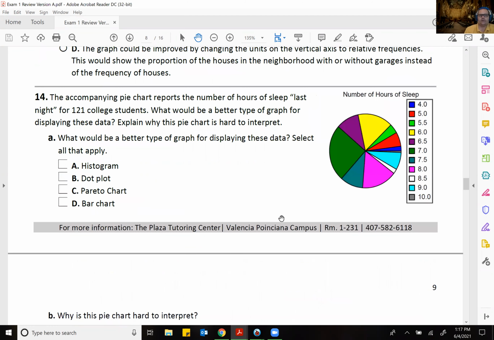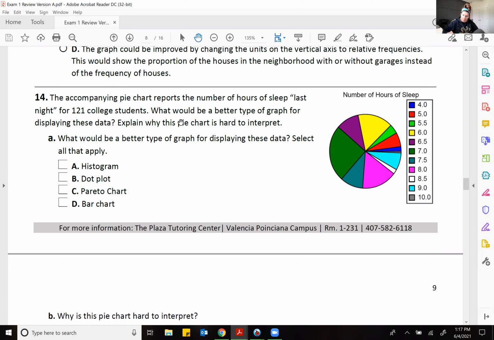All right, right here, 14. So we got a pie chart showing the number of hours of sleep last night for 121 college students. Which would be a better type of graph for displaying these? All right, so this is all the number of hours slept for students. So again, this is a lot like what we talked about in 13. This is an inappropriate display. How can we make it better?